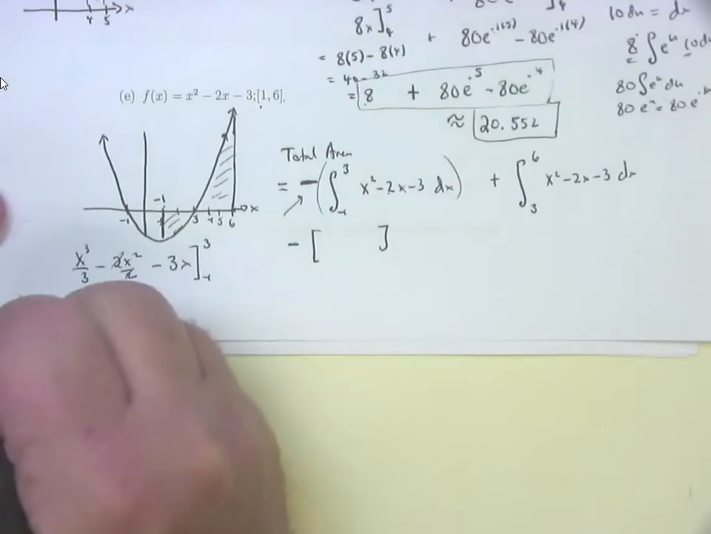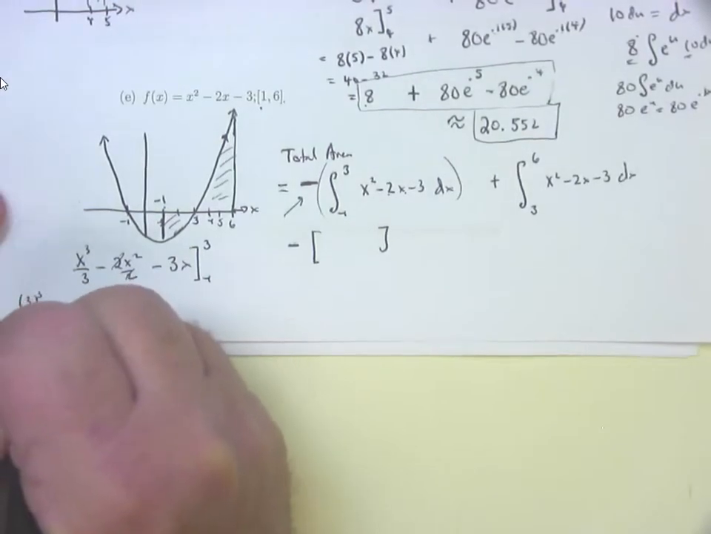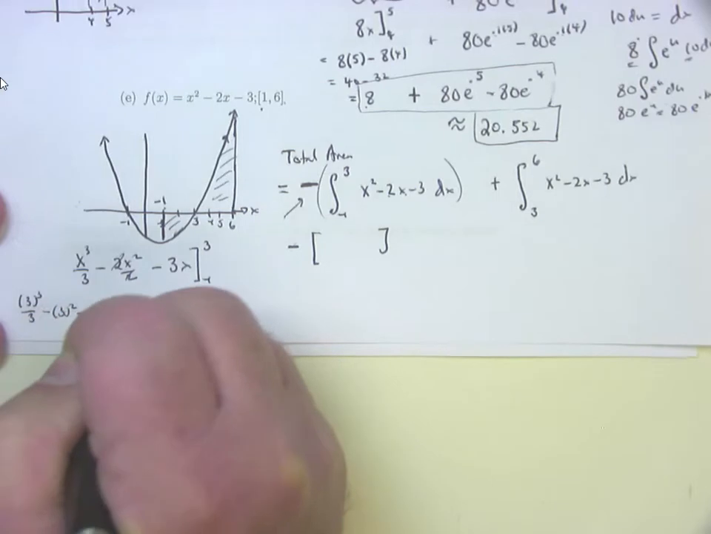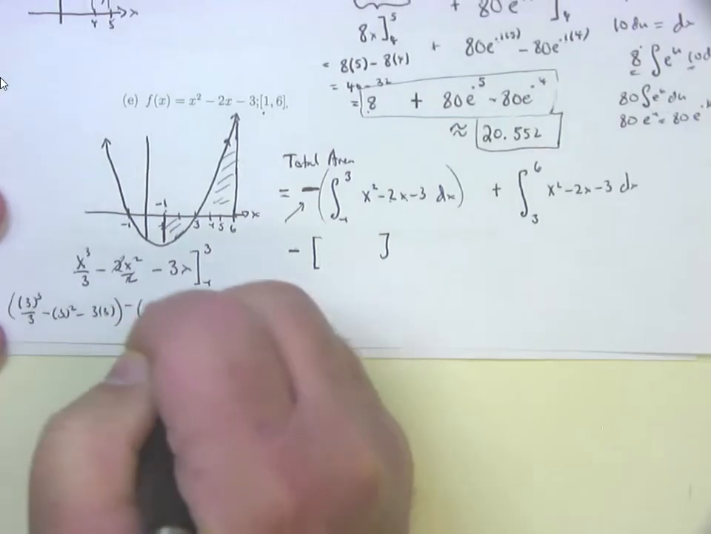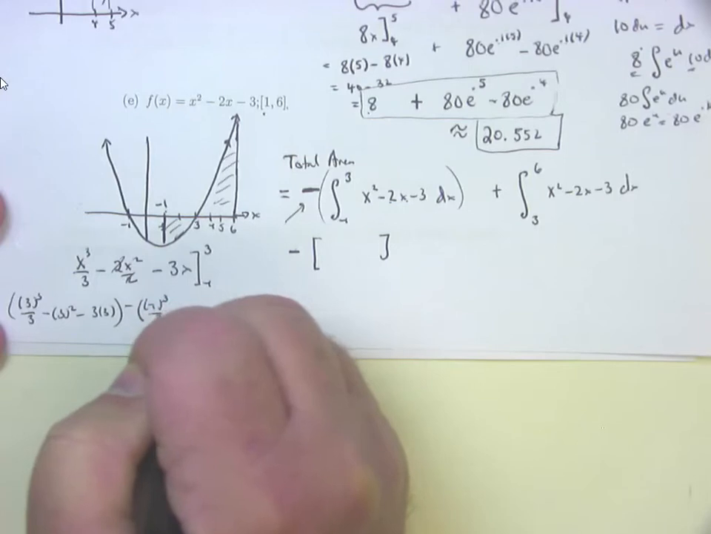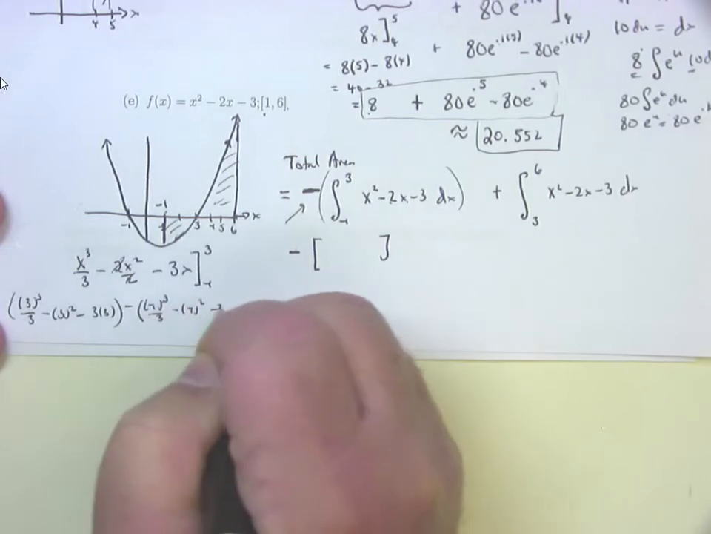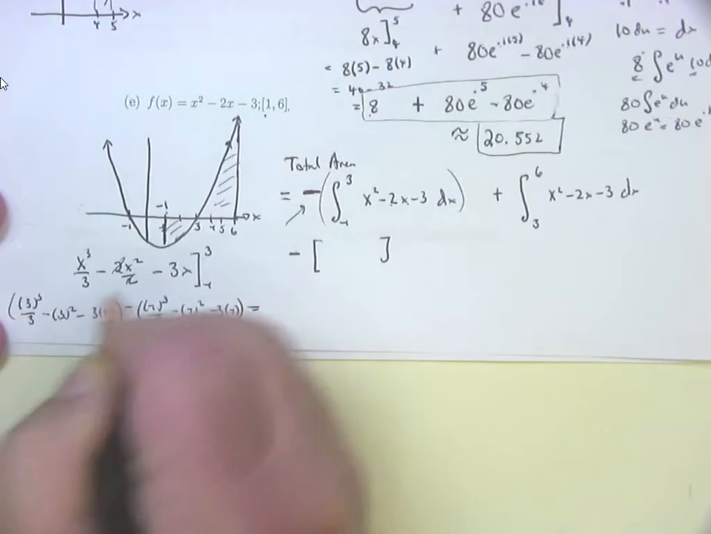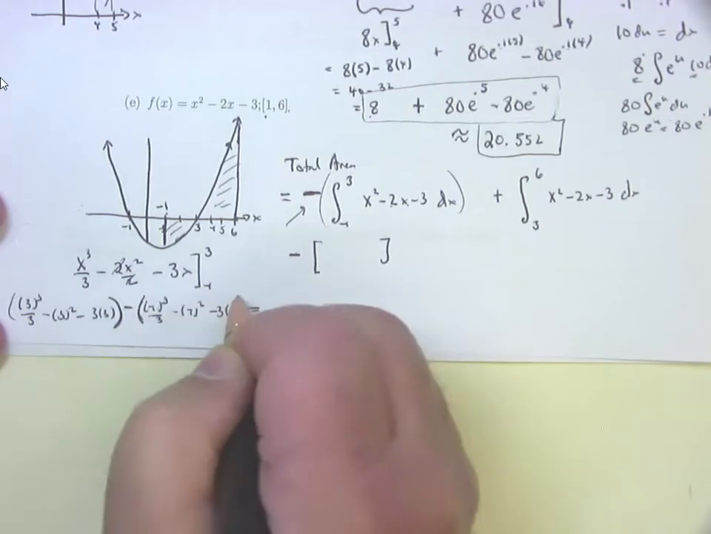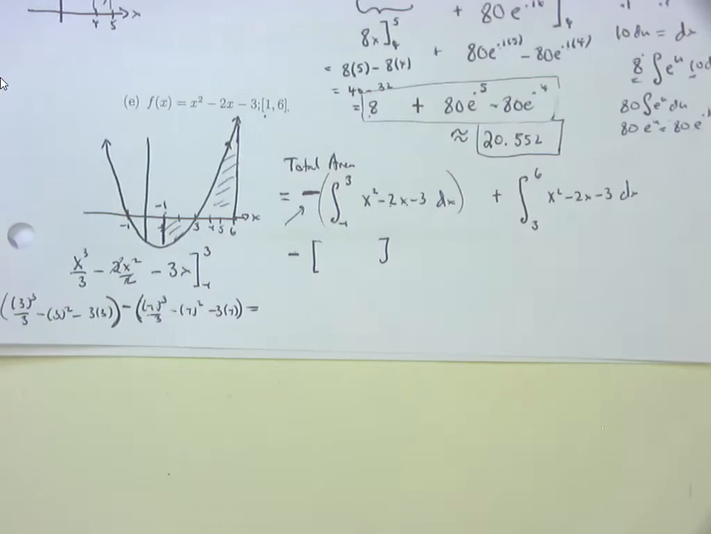Then I plug in top minus plug in bottom, and I want to crunch out an answer. This would be 3 cubed over 3 minus 3 squared minus 3 times 3, minus plug in bottom: negative 1 cubed over 3 minus negative 1 squared minus 3 times negative 1. Plug in top, parentheses around it, minus plug in bottom. Okay? And when I do that, putting it on my calculator here, I get this.